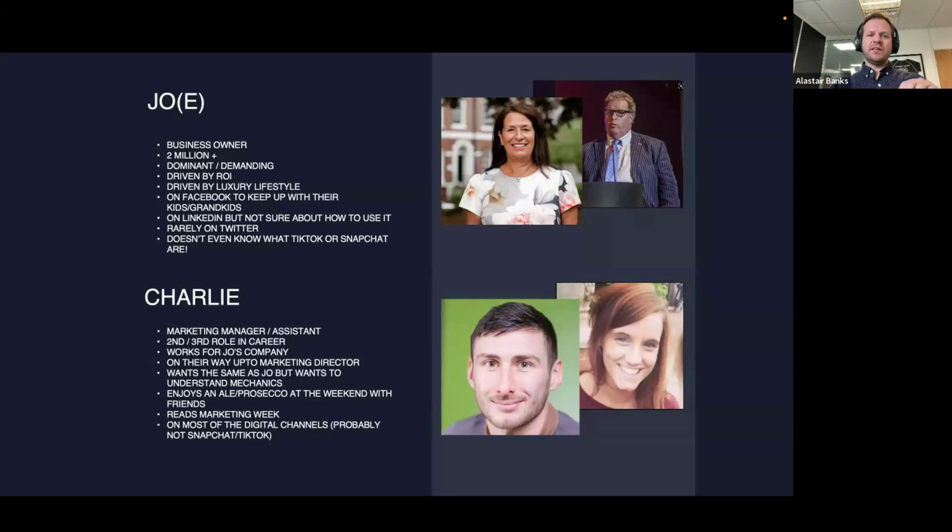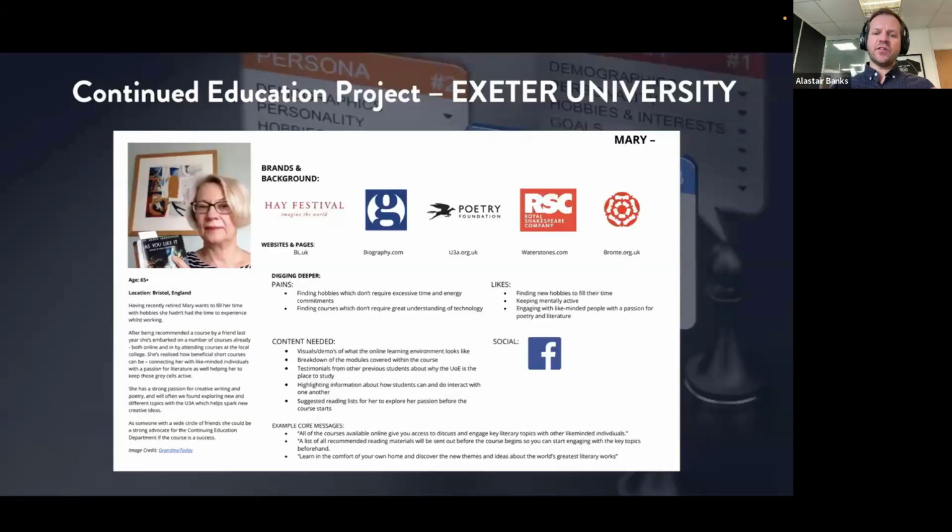And that means that we spend our money in the right place, because we really understand who these people are. This is an example of what a persona looks like. So Joe and Charlie have a version of this in our business. Usually, and this is actually a real-life persona for Exeter University. This is for, I think it was a degree or continued education.